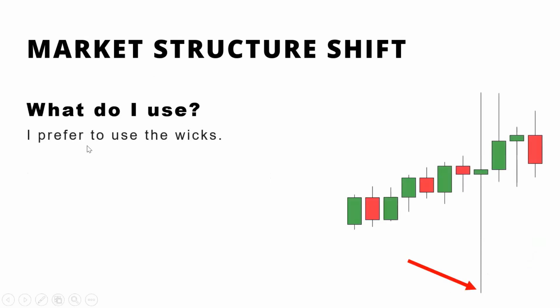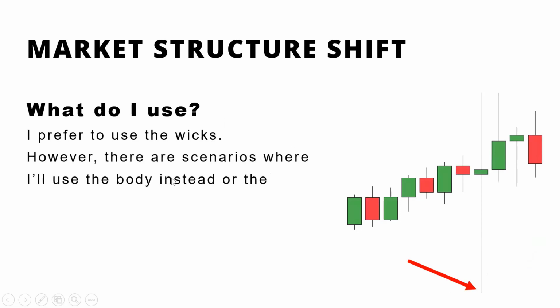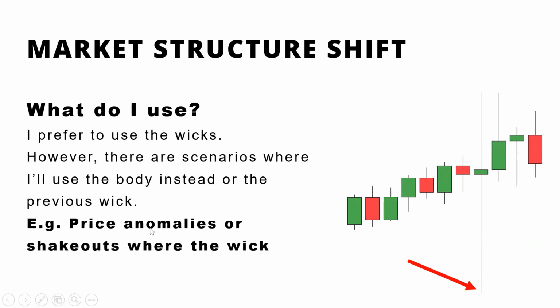So what do I use? I prefer personally to use the wicks. However, there are scenarios where I'll use the body instead or the previous wick. For example, price anomalies or shakeouts where the wick is abnormally large.